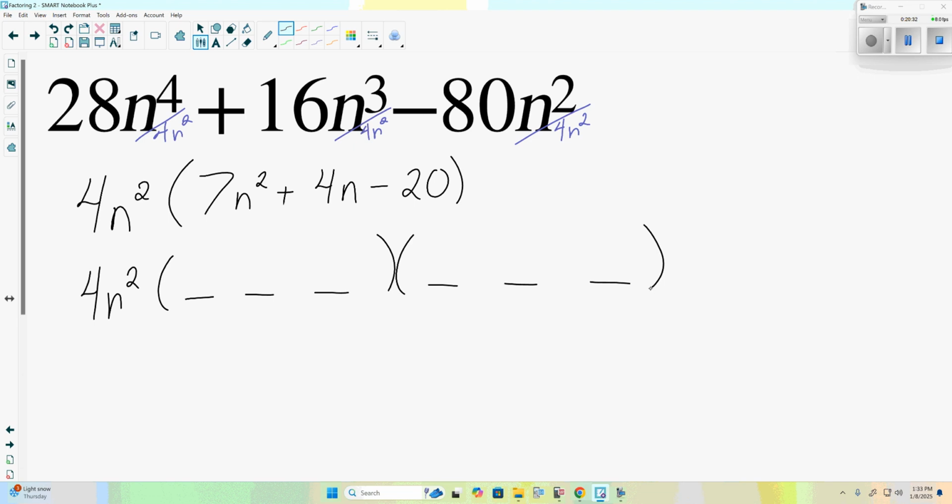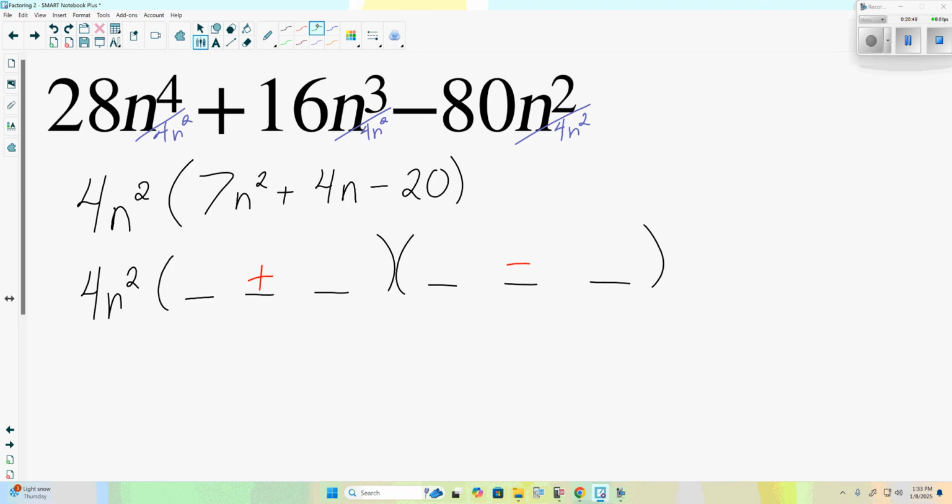And at this point, we can go on and factor. So we'll have our two sets of parentheses with 3 spaces. Since the third term is negative, our signs are what? Opposite. One's going to be positive, one is going to be negative.